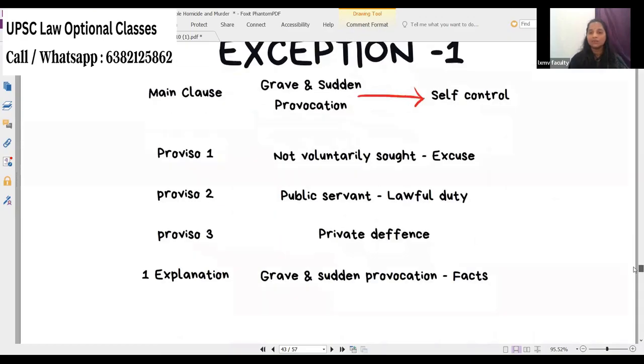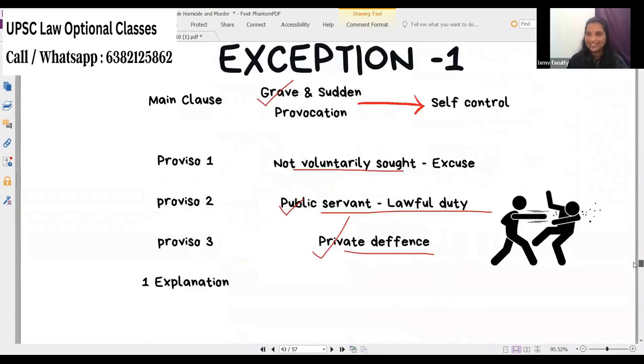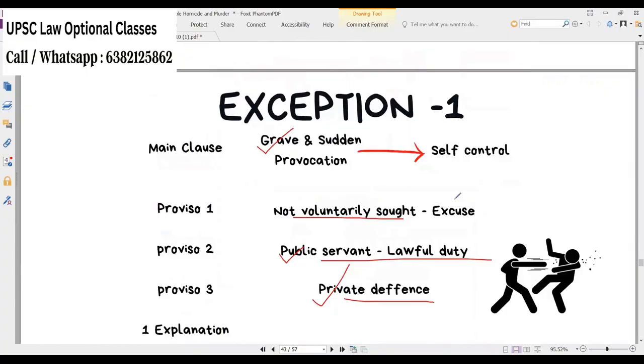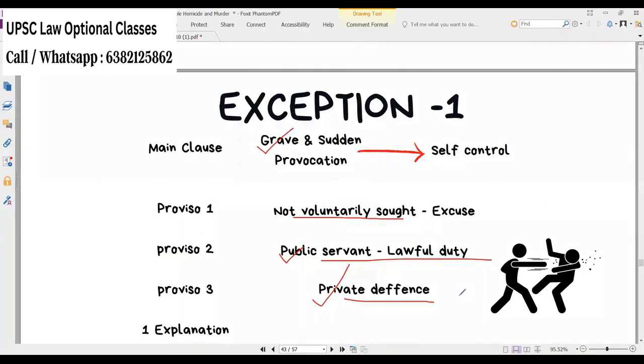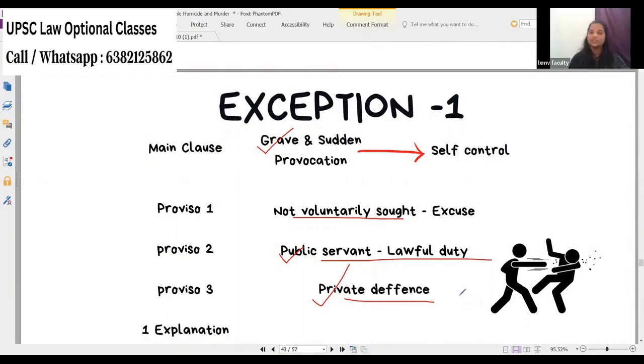And then we will see... what, you don't understand, sir? No, the private defense exception. Yeah, sir. Exception 1, private defense. How can one be provoked by private defense of any person? An example? Sure, sir. So very simple.